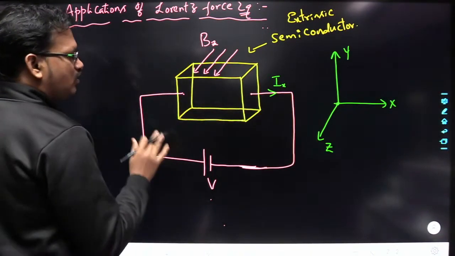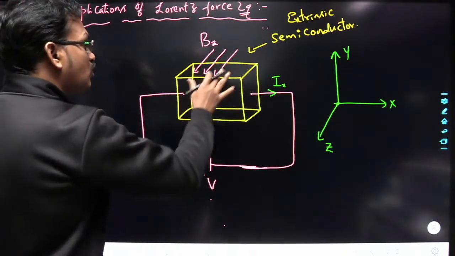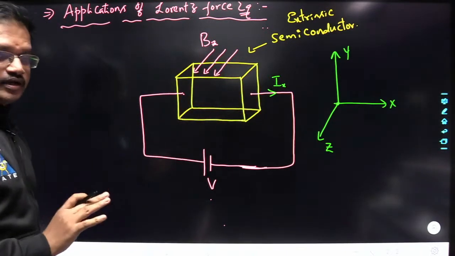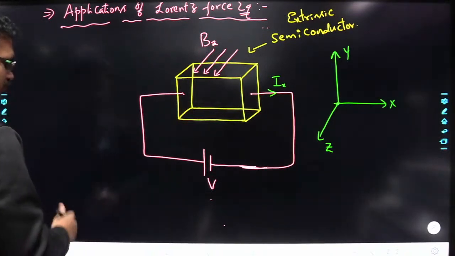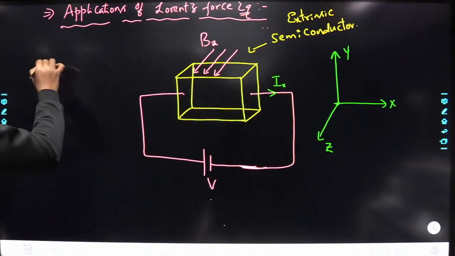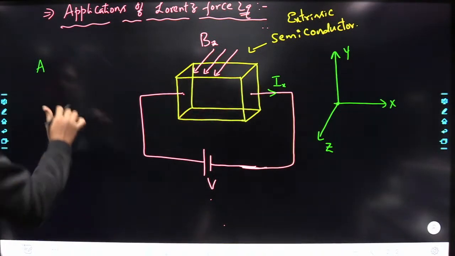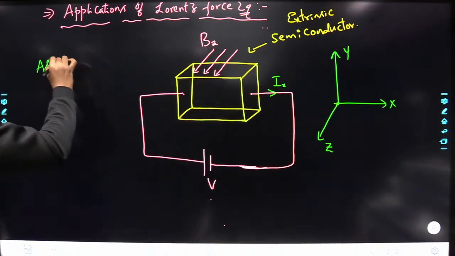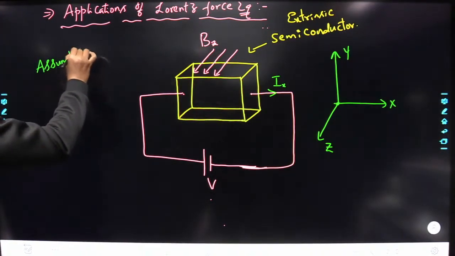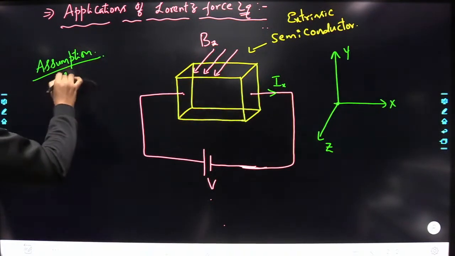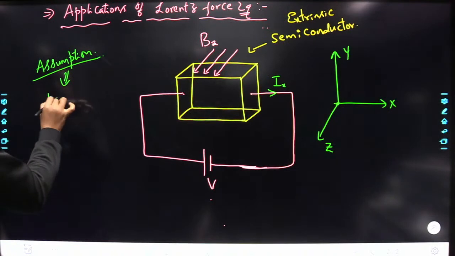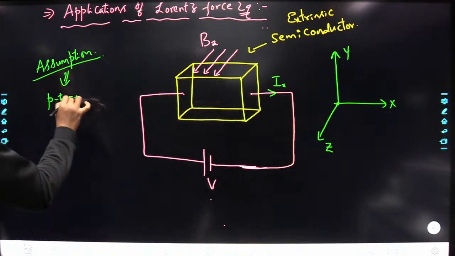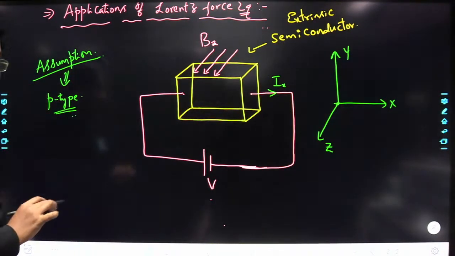Understood? So then what will happen? We will see. I don't know what type of semiconductor this is, and I want to determine which type it is. So first I am making an assumption here: I am assuming that it is P type.